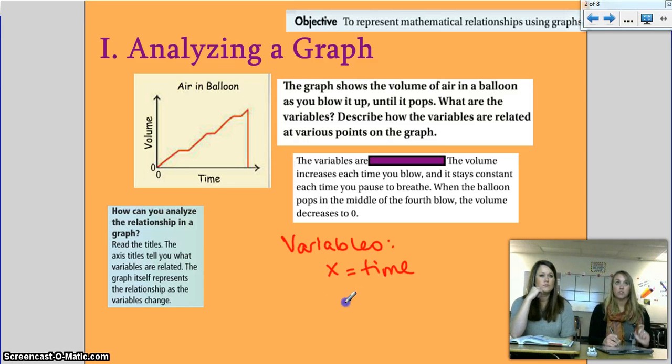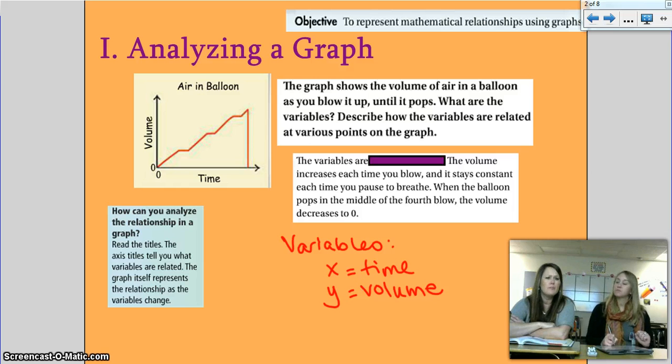And yes, you have to do this in your homework. You have to be specific. You have to tell us which one is x and which one is y. It's super, super important. In your science class, it's important to know which one is x and which one is y. So the variables here are volume and time.